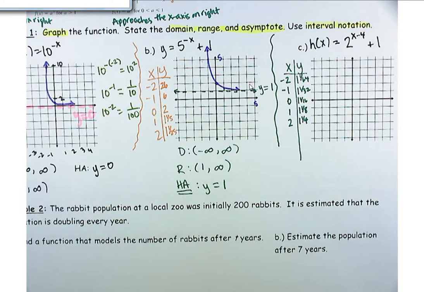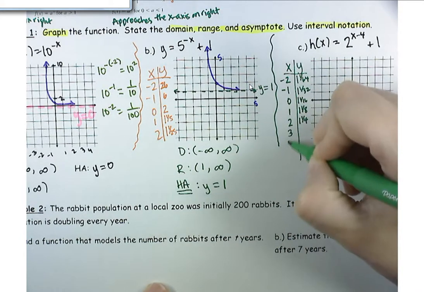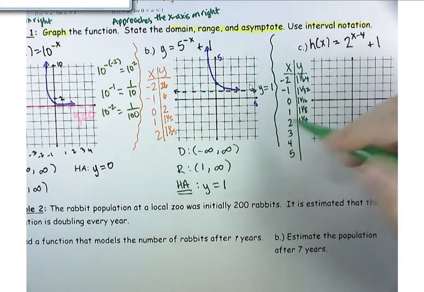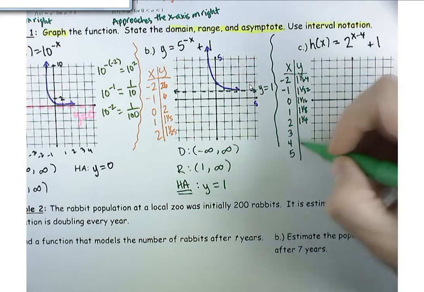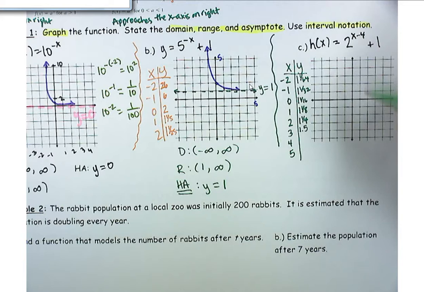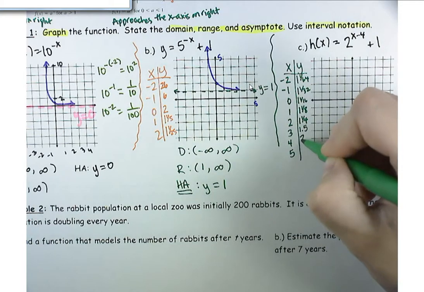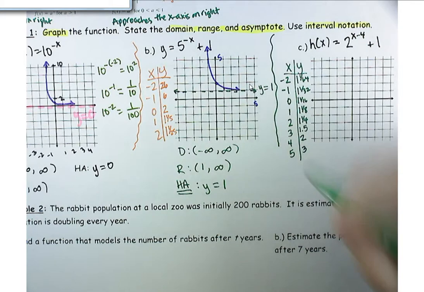Okay, now I'm going to keep going because I feel like I can get some better points. So if I plug in 3, I get negative 1, which is a half, so this is 1 and 1/2, or 1.5. If I plug in 4, that's when I get 2 to the 0, which is 1. 1 plus 1 will be 2. 5 minus 4 is 1. 2 to the first is 2. 2 plus 1 is 3. So now I have some good points that I can plot on my graph.